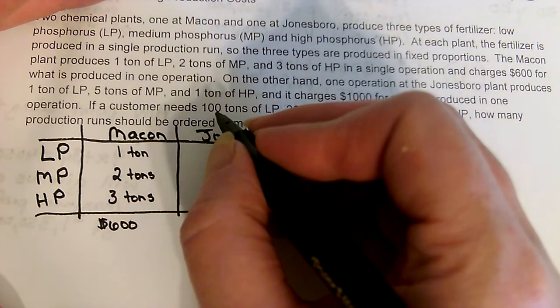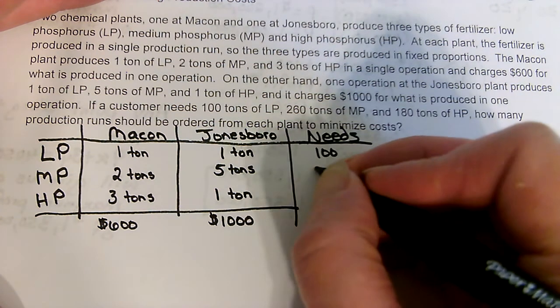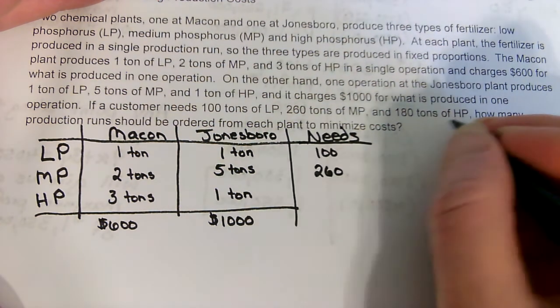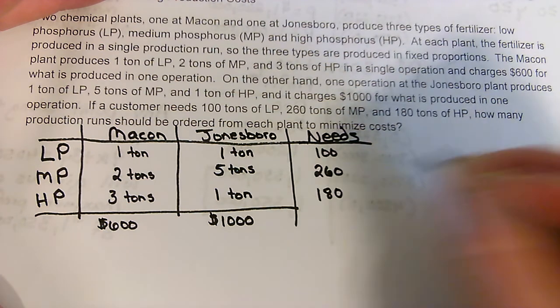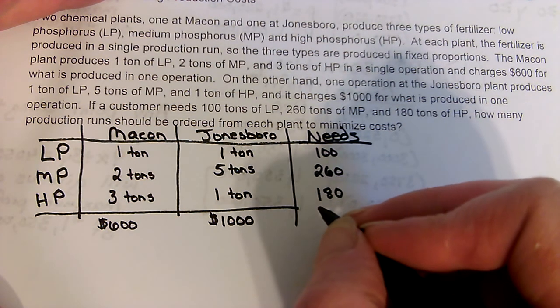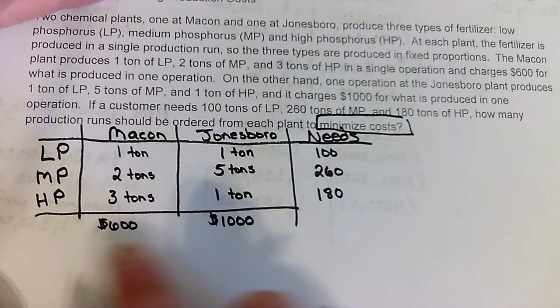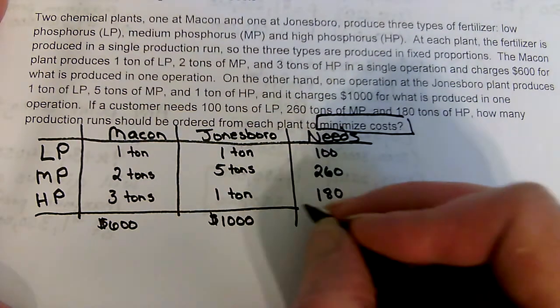We need 100 tons, 260 tons, and 180 tons of HP. How many production runs should be ordered from each plant to minimize the cost? And remember, these are the costs to run it.